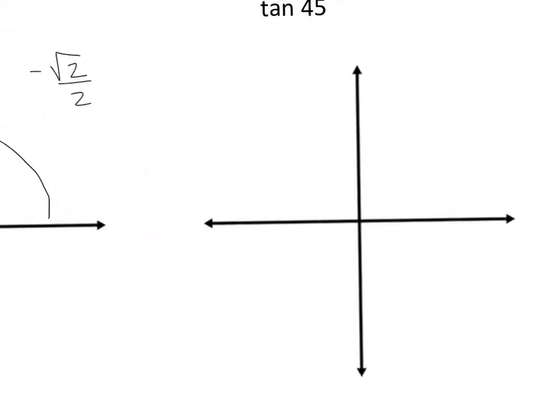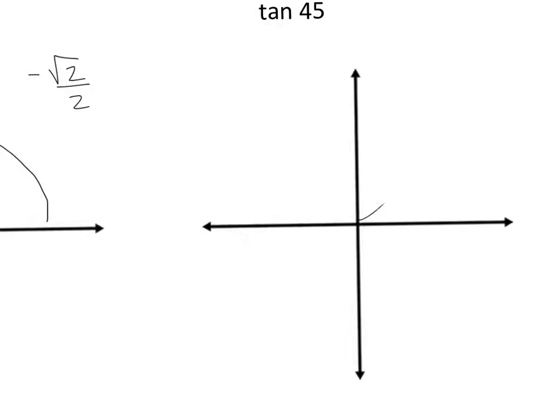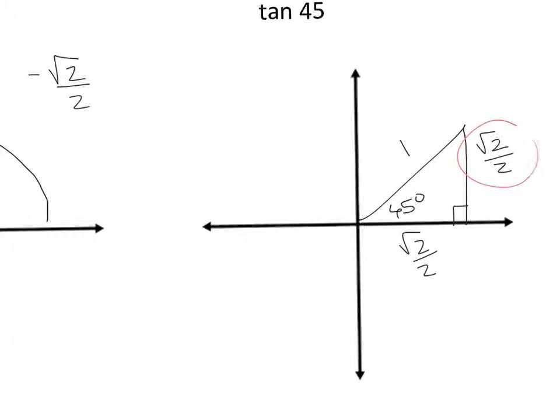Okay, the tangent of 45. So I'm going to draw a 45-degree angle, drop it down, 45 degrees, 1, root 2 over 2, root 2 over 2. Tangent is opposite divided by adjacent. I keep misspeaking here. So these are the exact same thing, so the tangent's going to be 1, and in this quadrant it's positive.